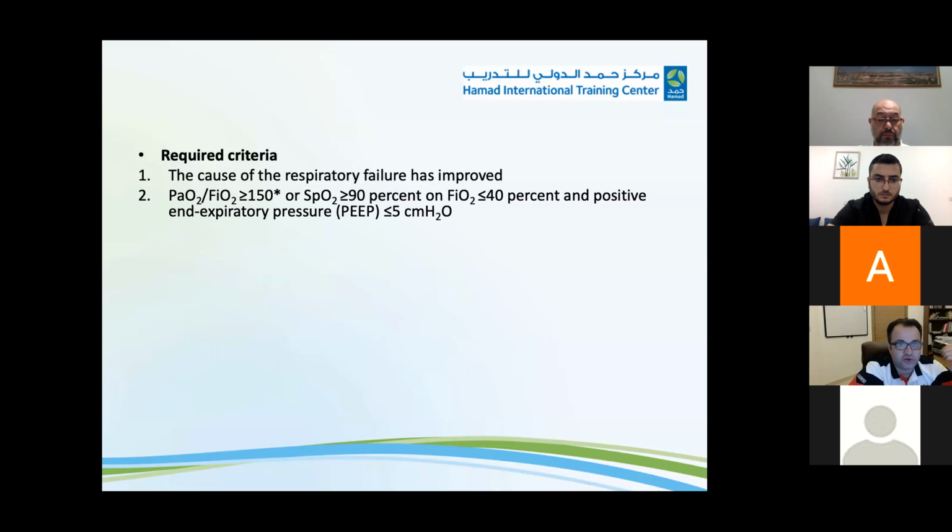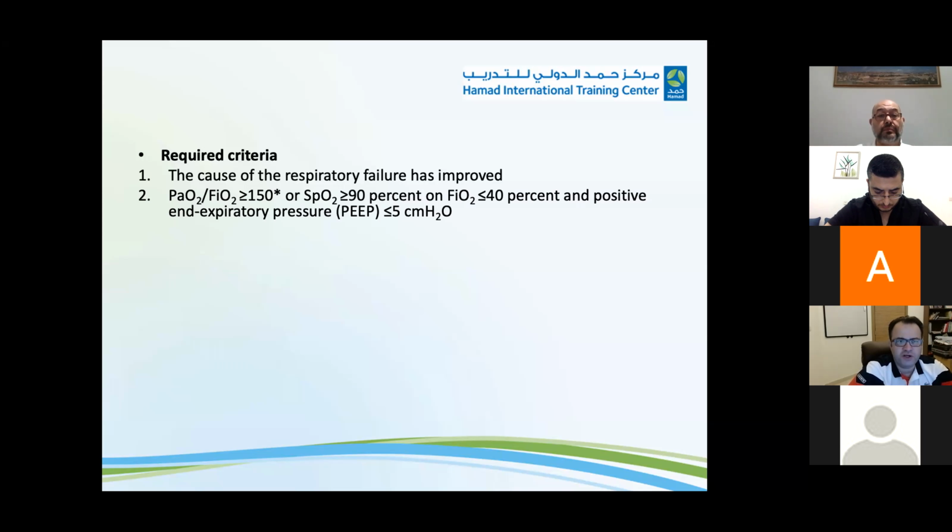The PF ratio should preferably be more than 150. Now, can you push it down to 120? Yes, maybe, but the patient will need more oxygen supplementation after extubation if you do that. They should have saturation at 90% or more with FiO2 of 40% or less, and their PEEP should preferably be 5 or less. Now, you can push it to a PEEP of 8 in some cases.